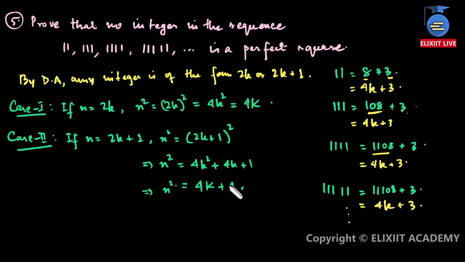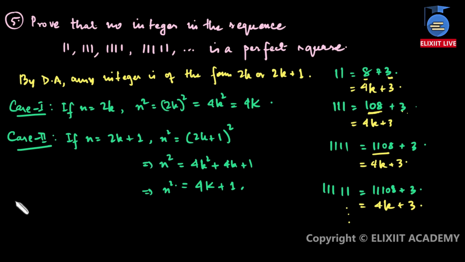But the given sequence of numbers is of the form 4k plus 3, and not 4k or 4k plus 1. Any integer in this given sequence is of the form 4k plus 3. But we are getting all these squares of integers to be either of the form 4k or 4k plus 1 and not 4k plus 3, which means that this is not a perfect square. So no integer in this sequence is a perfect square.